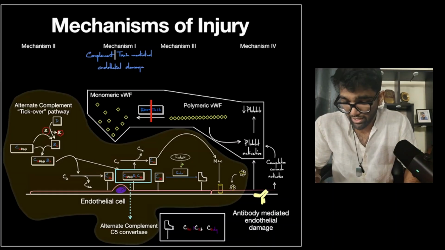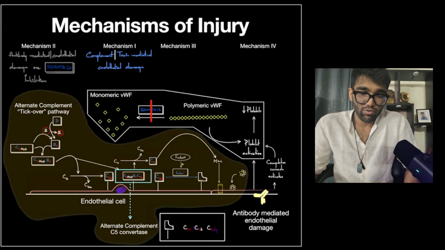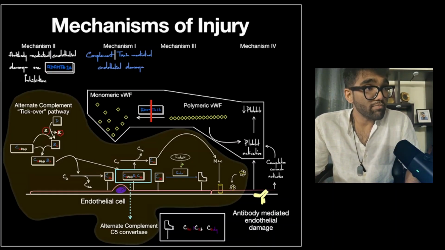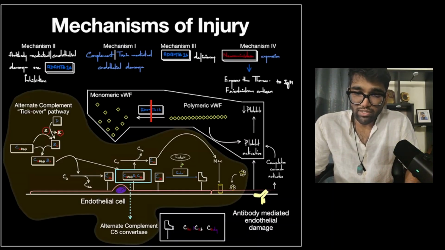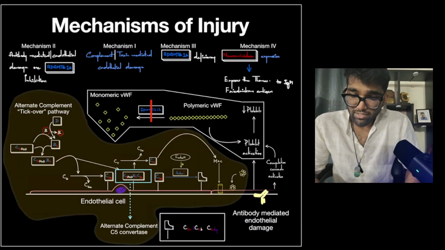That's why I've not drawn the diagram in that direction, in order to avoid confusion. Now, this is our mechanism number 2 and mechanism number 3. Mechanism number 4 I've not drawn in the diagram to keep it relatively clutter free, but it is similar to an antibody-mediated endothelial damage.